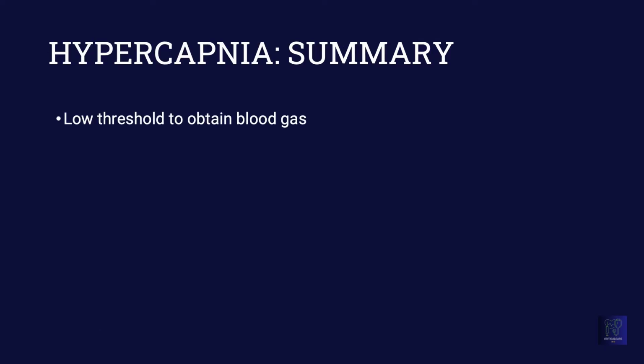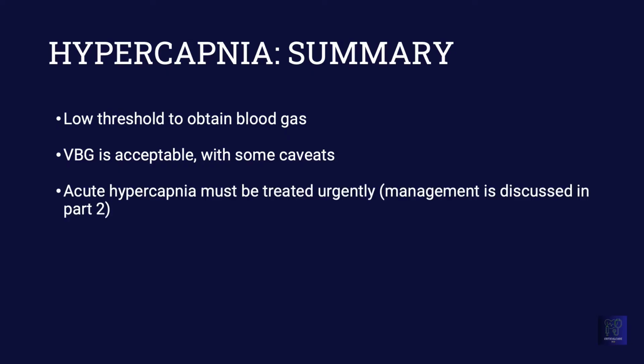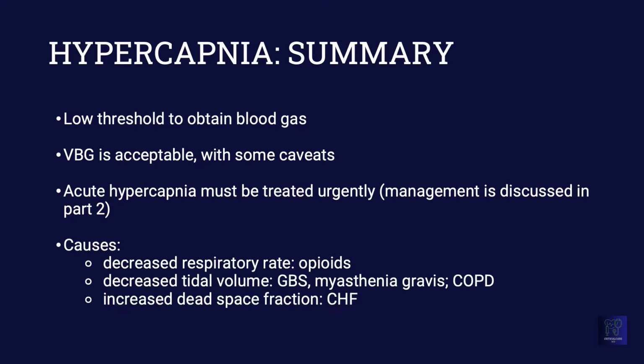In summary, hypercapnia can have a subtle presentation, maintain a high index of suspicion, and get a blood gas whenever in doubt. VBG is acceptable in most cases, but with some caveats as we previously discussed. It is important to differentiate between acute and chronic hypercapnia because acute hypercapnia needs to be treated right away. Once hypercapnia is identified, it is important to look for the causes. Based on the mechanism, it can be one of these three causes as we just saw.